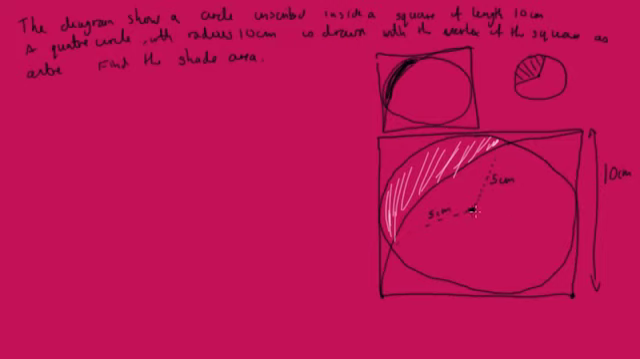Now, if we come down to here, this is the origin of the big circle that we've got a quarter of. Now the radius of the big circle comes to here. We've been told that this circle has a radius of 10.